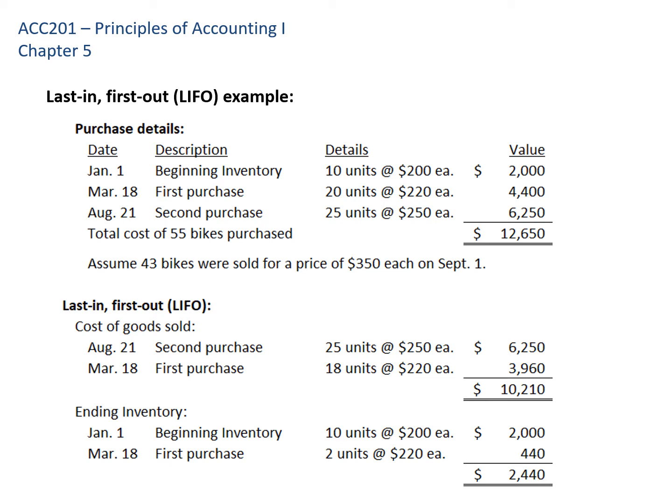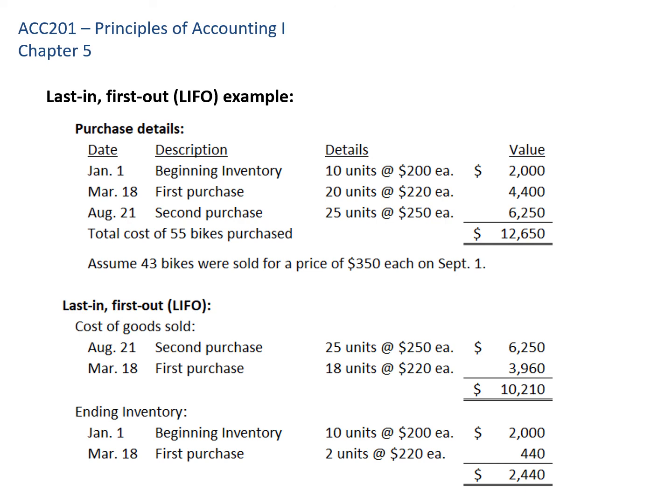Then I look at my ending inventory, and I know that I have the remaining 2 units in my first purchase, and I still have all 10 units from beginning inventory that are at the back of that room at $200 each. So my ending inventory comes to $2,440. I can add that together with my cost of merchandise sold of $10,210, and I see that I get $12,650 again. Notice that the cost of goods sold is higher with the LIFO method when I have inflation because I'm giving customers the newer, more expensive stuff.